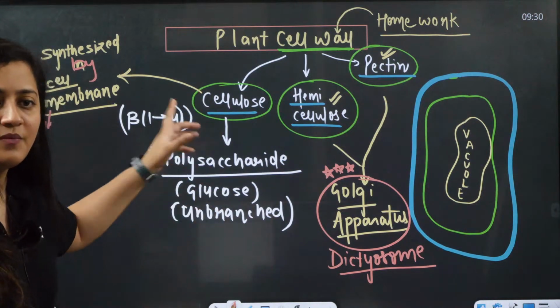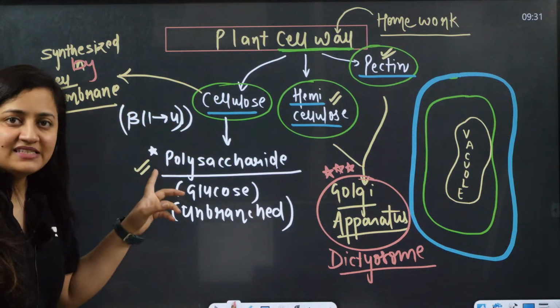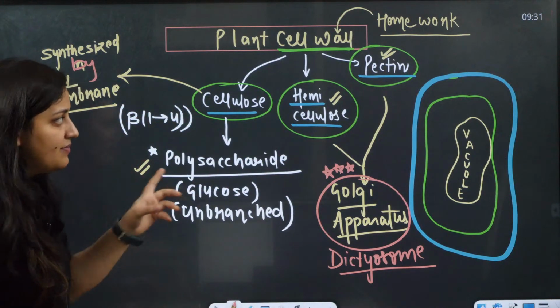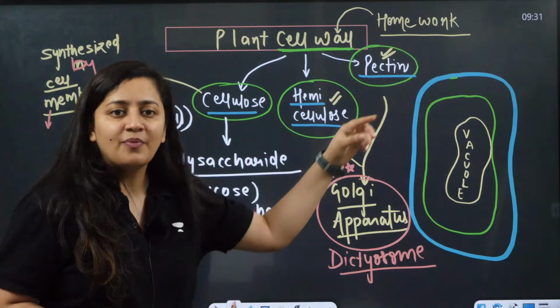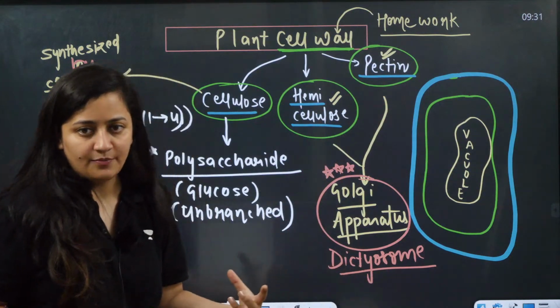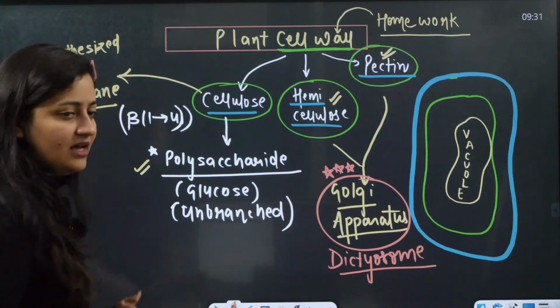Okay, so this is what you need to remember. Cellulose will be synthesized by the cell membrane, because the enzyme is present in the cell membrane, and hemicellulose and pectin will be synthesized in the Golgi apparatus.